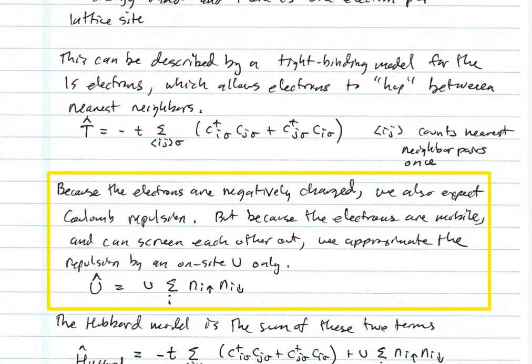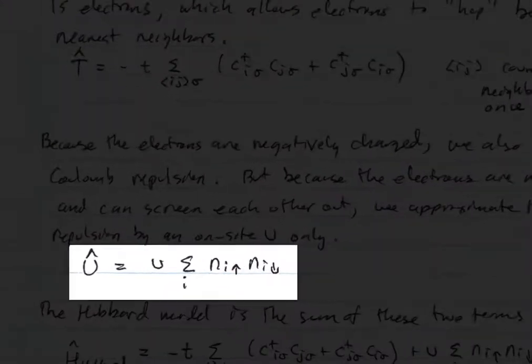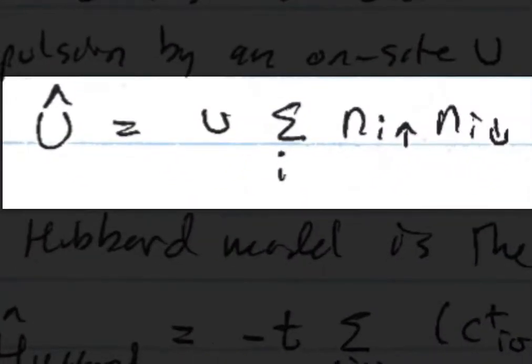Now, because the electrons are negatively charged, we also expect them to repel each other, but because the electrons are mobile, our understanding in a solid is that that repulsion is really localized to when the two electrons are on the same lattice site, because when they're on different lattice sites, the electrons can rearrange themselves in such a way as to screen the Coulomb interaction. So the simplest approximation is to simply say that they repel each other only when they sit on the same site. That operator that we call U hat is given by whatever the strength of that repulsion is, which we call U, multiplied by a sum over i of n_i up, n_i down.